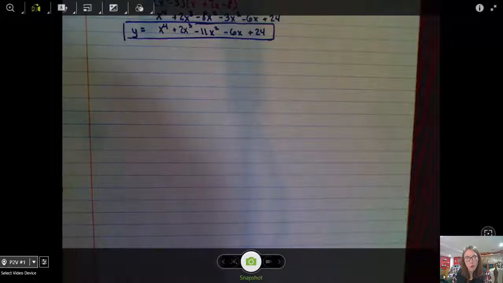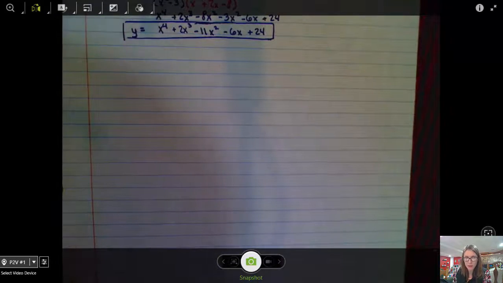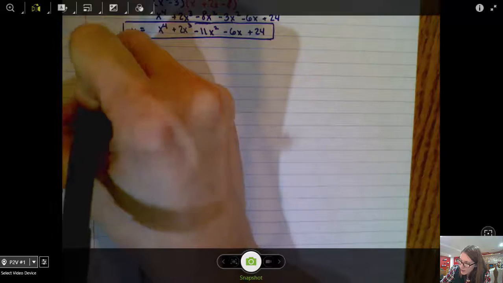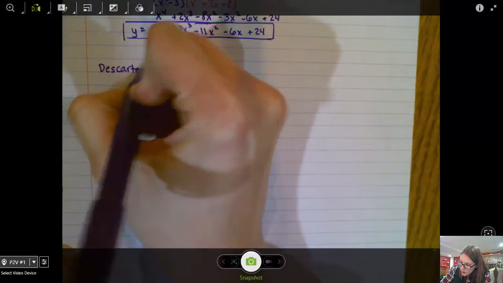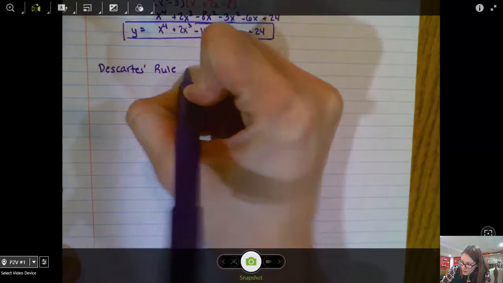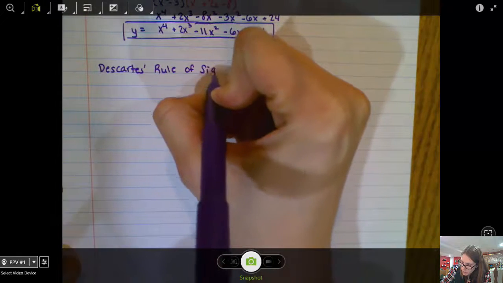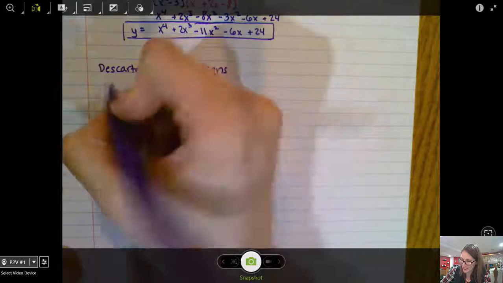This brings us to our last theorem about roots of polynomial equations, and this last theorem is called Descartes' rule of signs. And here's what it says.